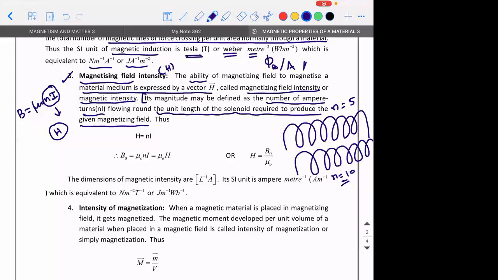So from that example, they have given a definition to magnetizing field intensity. What is the mathematical definition of it? It is the number of ampere turns, that is capital N into I, per unit length. But capital N by L can be written as small n. So small n into I. So H, the magnetizing field intensity, can also be written as small n multiplied with I. Am I clear, guys?